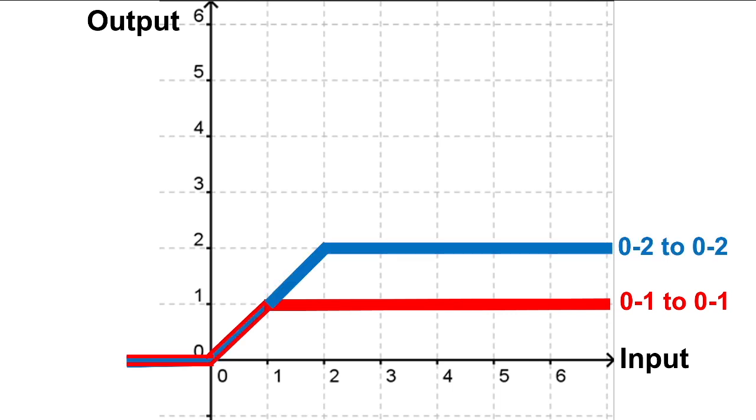With range restriction disabled, 0 to 1 to 0 to 1 and 0 to 2 to 0 to 2 are actually the exact same map. But when you enable range restriction, now they are very, very different from each other. While the mathematical operation that you're doing in the middle is the same, you're capping it off at different values, which means that the output can be completely different. And this is extremely useful for logic.